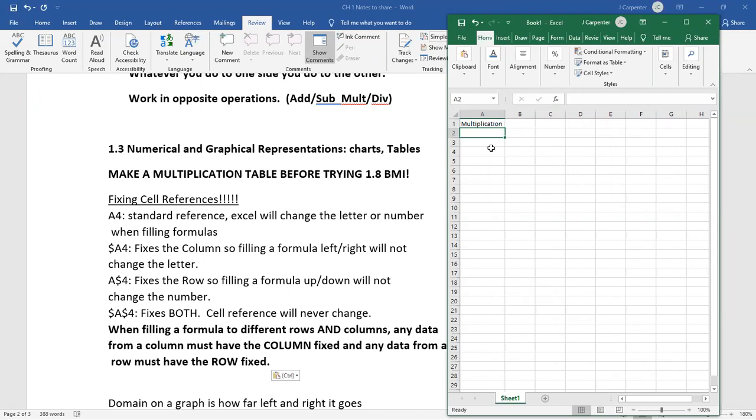So it doesn't matter how big you make your table. You can go to 20 on each of these. You can go to 5 on each of these. I'm going to go to 10. So 1, 2, 3, 4, 5, 6, 7, 8, 9, 10.